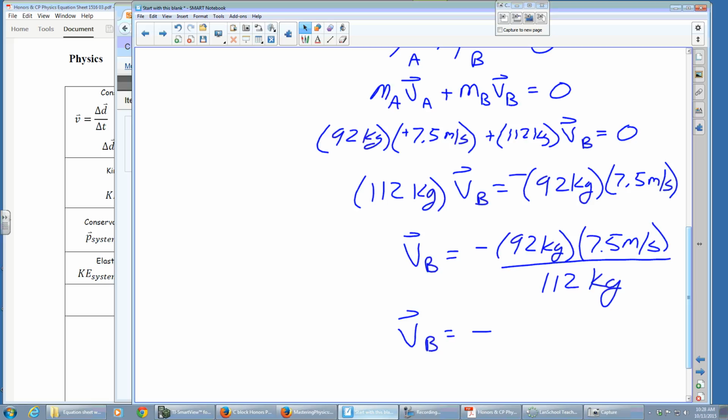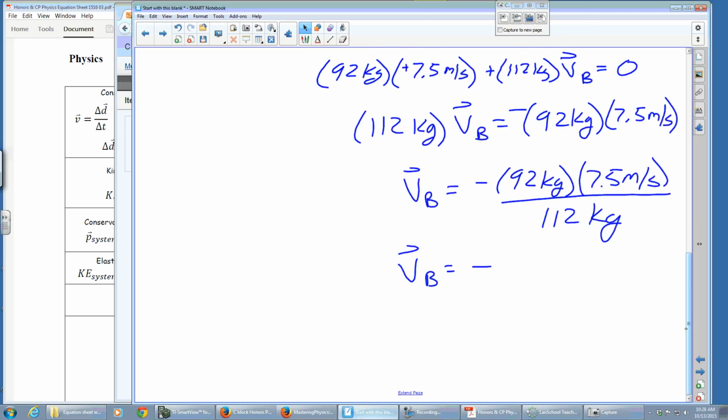That's what I remember. They asked for speed, so they didn't ask for the vector. They want to know just the value, the speed here, and that will be the absolute value, or the positive value, of the velocity. All right.